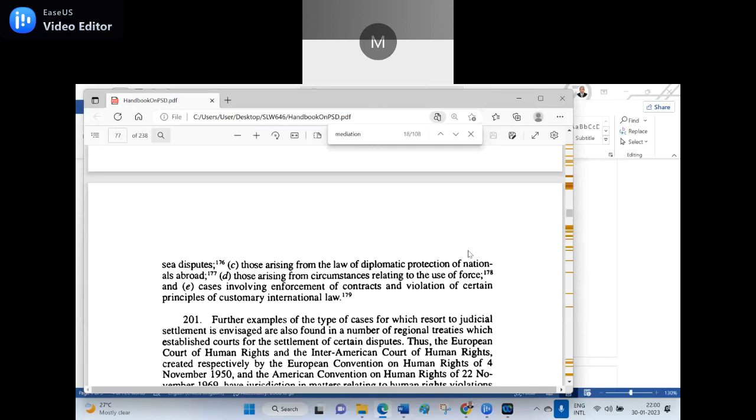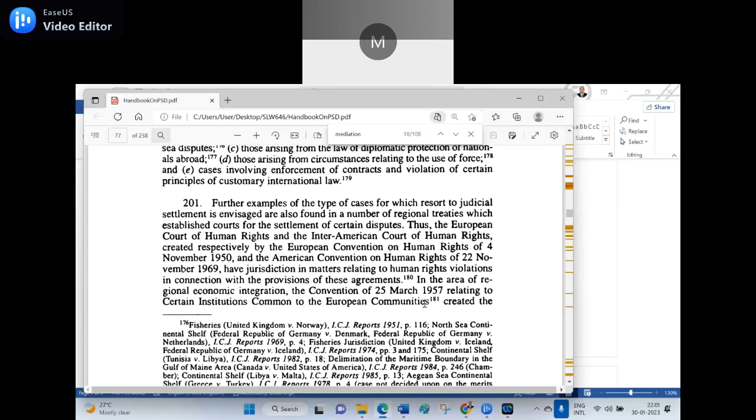Those arising from the circumstances relating to the use of force. If force is used by a dominant state against a weaker state, that can also be entertained by the International Court of Justice as an adjudicating body. Cases involving the enforcement of contracts. If contract enforcement is there and a violation of certain principles of customary international law is concerned, even that case will be handled by the ICJ in the adjudication of cases.